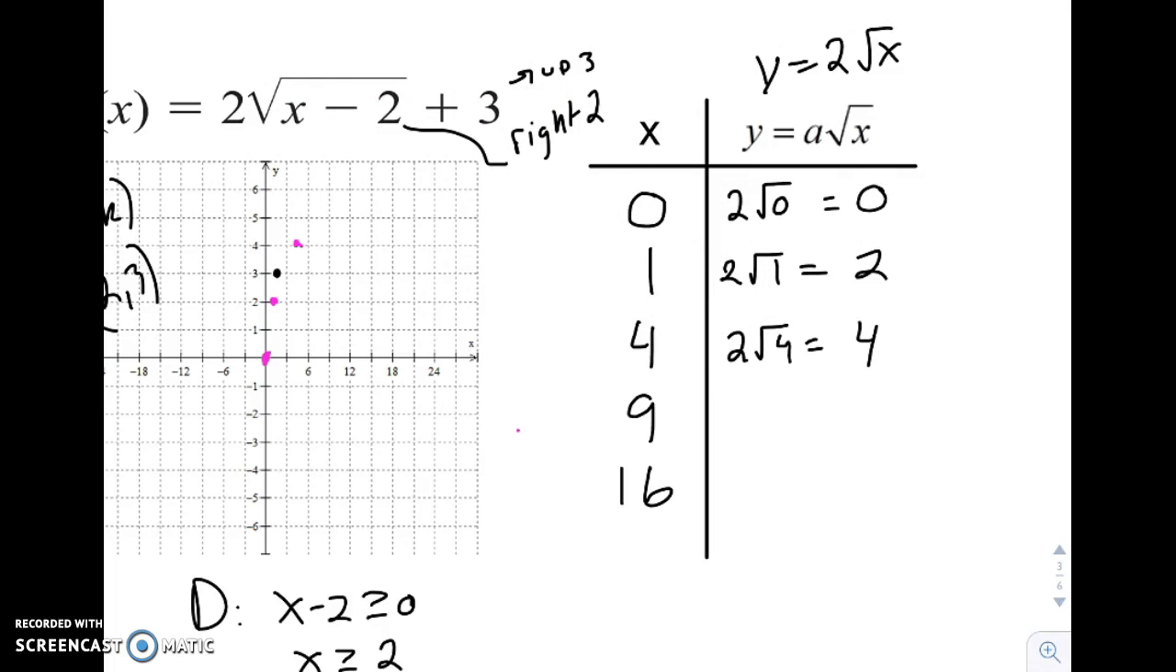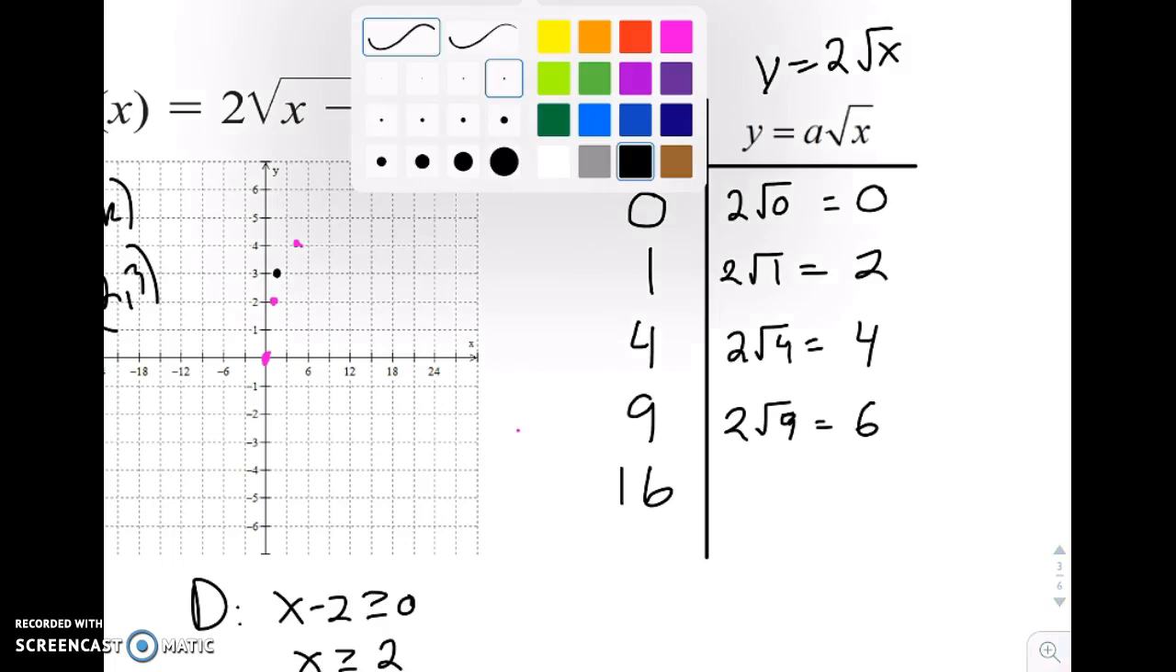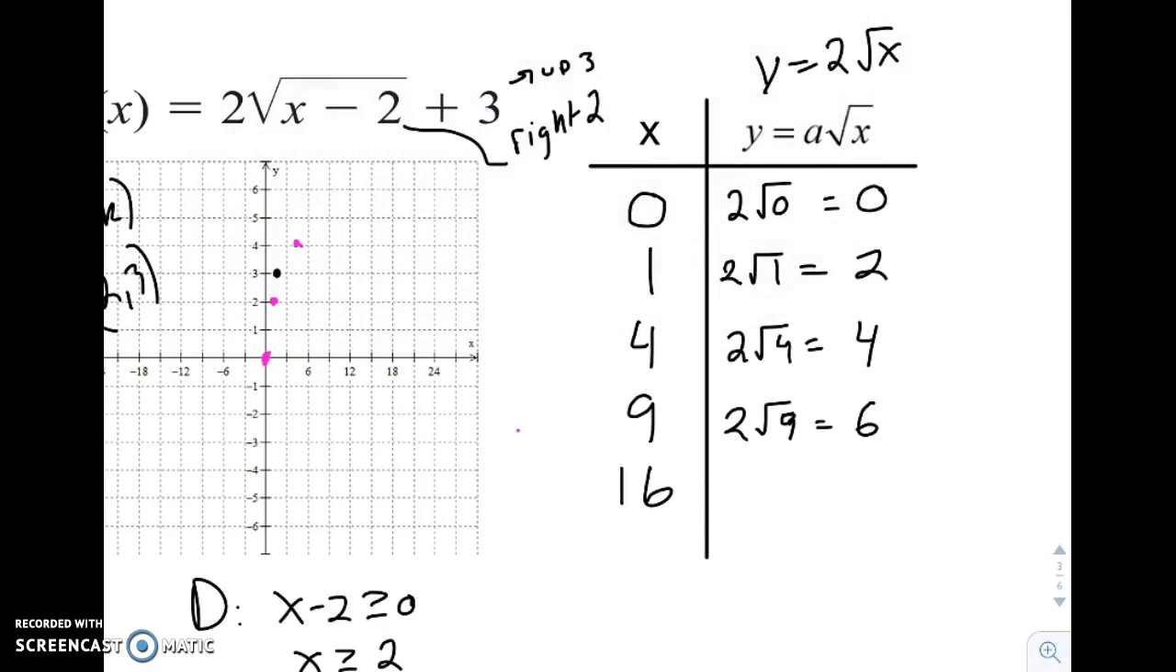Finally, 9. You can start doing this pretty quickly. It's 6. 2 times 3. So over 9 up 6. And 16 looks like we might be off our graph, though we could evaluate. 2 times the square root of 16 is 8, and I'm off my graph. Okay, so we've got this kind of starting graph here, and we're just going to translate every point. Translate every point up 3 and to the right 2.